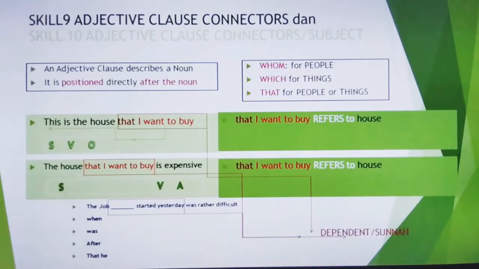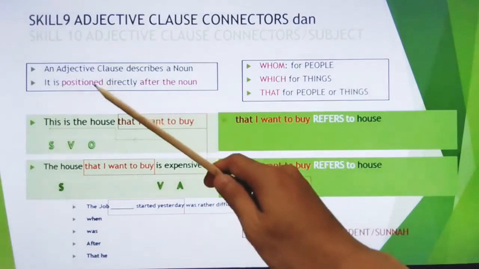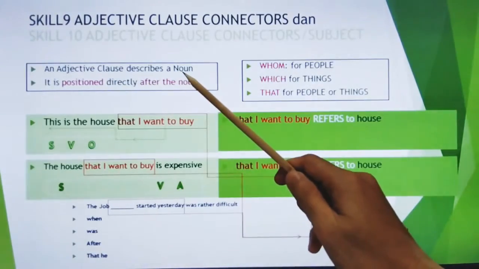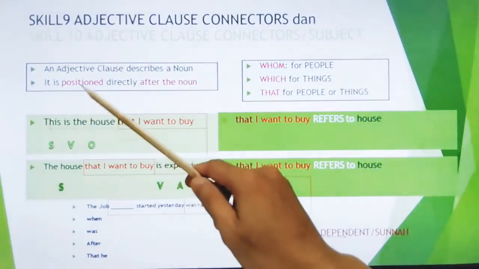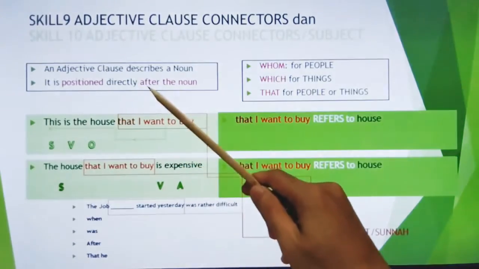So, coming back for the following skills of TOEFL preparation. We have skill 9 for adjective clause connectors. Please pay attention to adjective clause. An adjective clause is a clause that describes a noun. It is positioned directly after a noun.